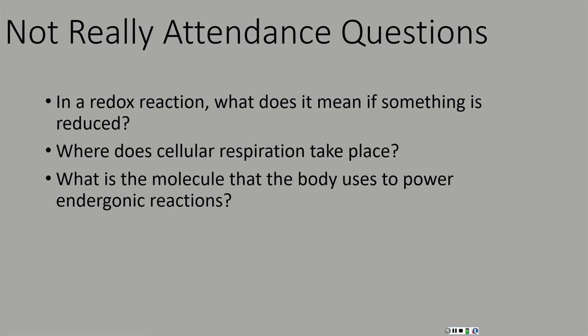And finally, what is the molecule that the body uses to power endergonic reactions? Well, first, what are endergonic reactions? Those are reactions that you have to put energy into in order for them to occur. So we usually give the example of a ball rolling up the hill. If we want the ball to roll up the hill, we have to put energy into it. We have to push the ball up the hill or throw the ball up the hill. The ball will not go up the hill on its own. We have to invest energy in it. So that's what an endergonic reaction is. It's a reaction that requires energy input.